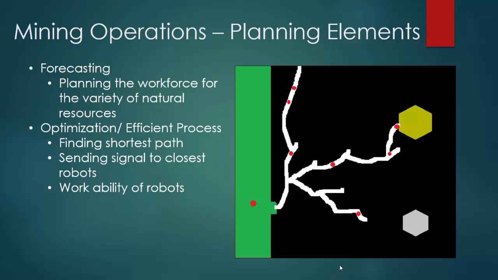But let's say there are more diamonds than gold, then we will allocate most of these robots to find diamonds rather than the other ones. So this forecasting would be based on the resources that are found in this mine. For the optimization, the robots will be finding the shortest path from the resources to returning home, and also sending signals to the closest robots, so that the ones that are next to them will come and hurry to help them as they bring the resources back home.